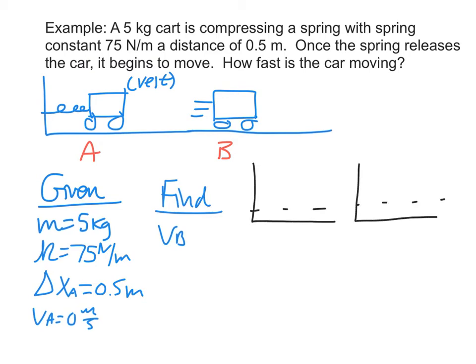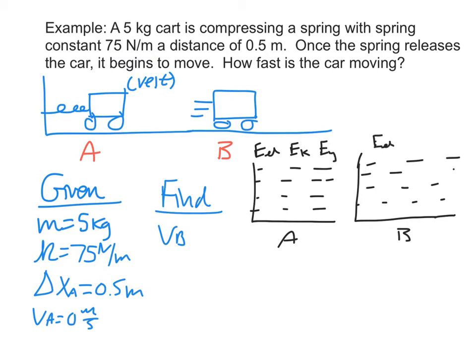So we really just want to draw these out. And yes, they can be a pain, but I do them too. So our bar chart for A, our bar chart for B. And at the top we want to label EEL, EK, and EG.